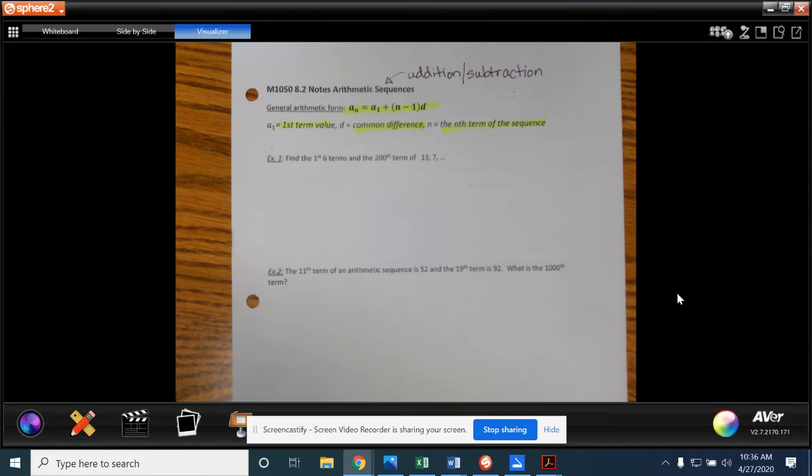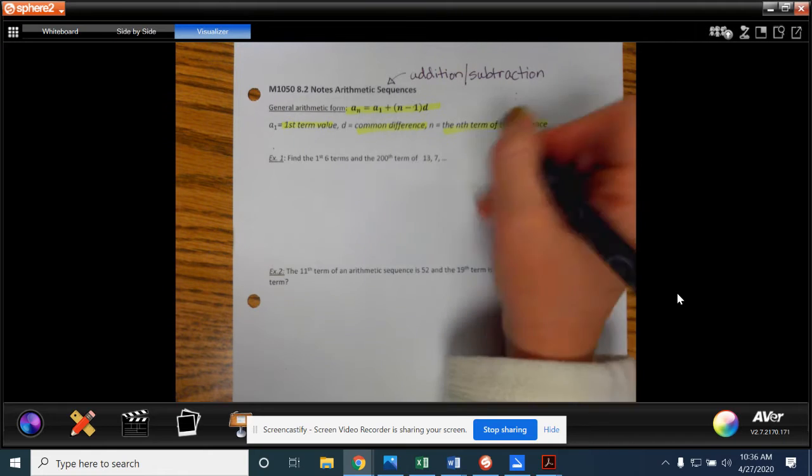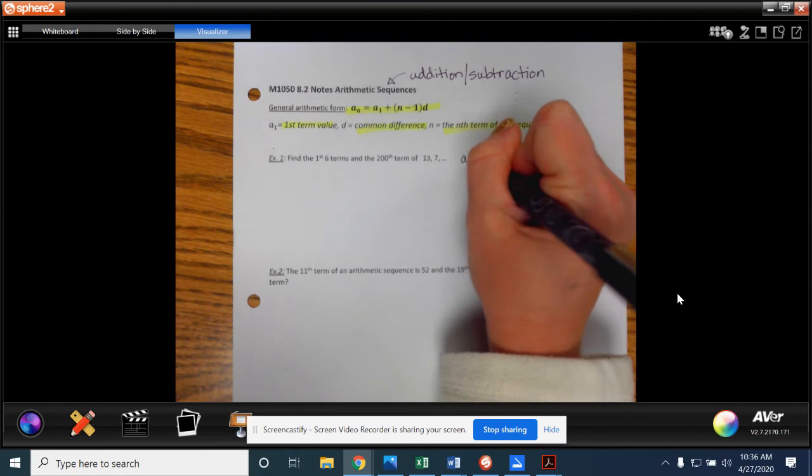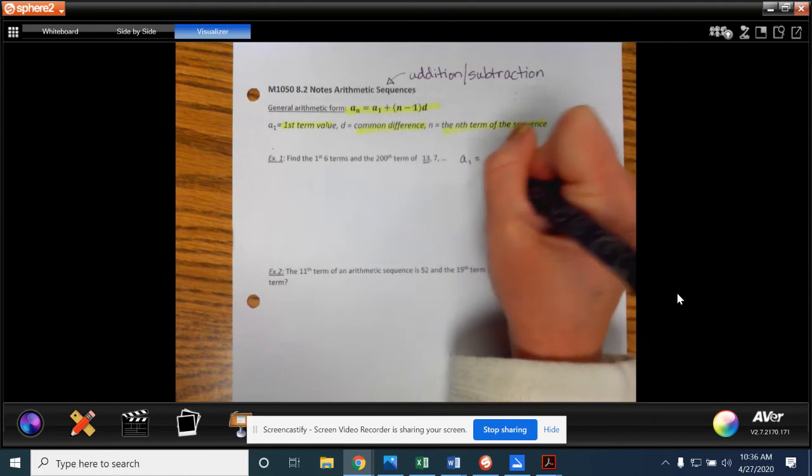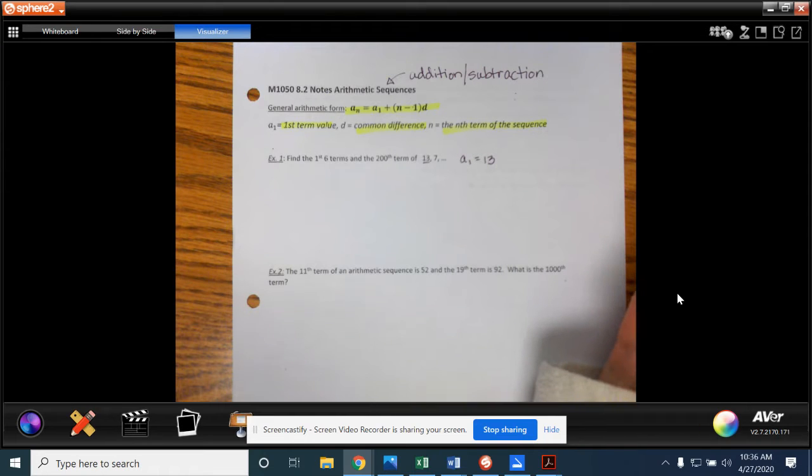Find the first 6 terms and the 200th term of 13, 7, and so on. Well, we don't want to have to add up to the 200th term. That's why this general form really comes in handy. So let's look at this. Our A of 1 is our first term in the sequence. That's 13. And I need to find the d.